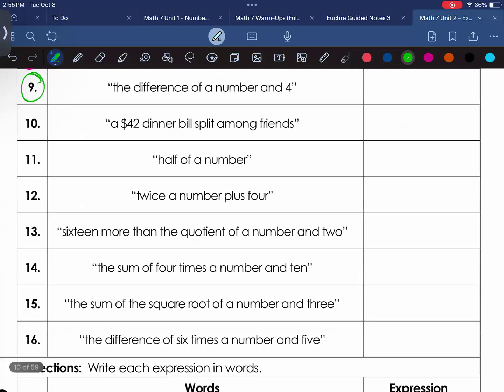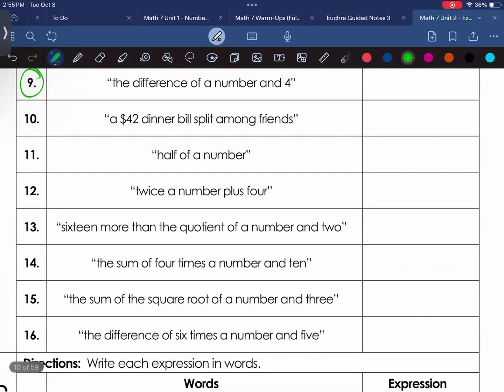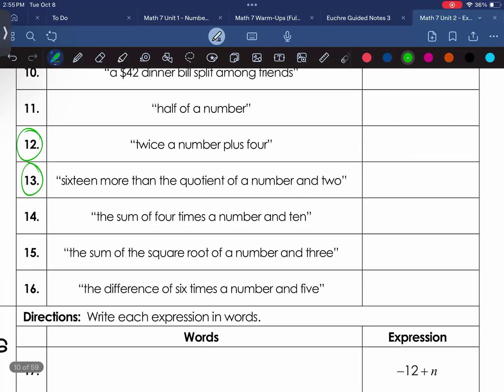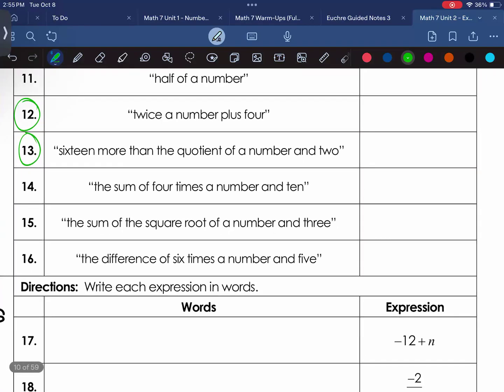So let's go ahead and look at, let's do number, we'll start with 12 and then 13. The other ones were actually still just one step. So here we'll do the two step. We have twice a number. Twice means to multiply by 2, right? Some number, we'll use n, plus 4.